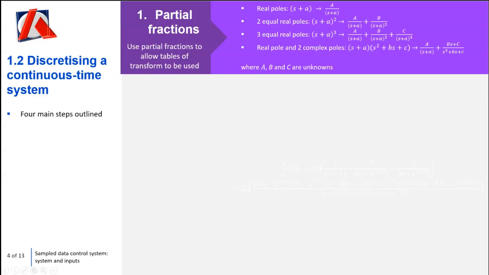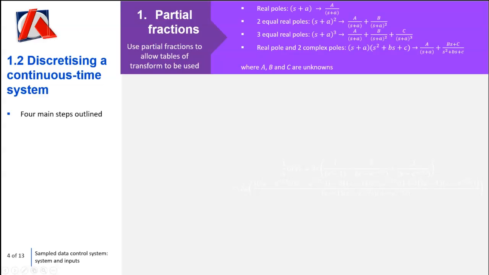So here you can see some common partial fractions that you would expect to use. When you've got real poles, in this case S plus A, the partial fraction that you use is A over S plus A. For 2 equal real poles, S plus A squared, you use this partial fraction expansion here. For 3 equal poles, this one here. I'm not going to go too much into detail on this because this is something that you would have studied previously. And then here, when you've got a real pole and 2 complex poles.